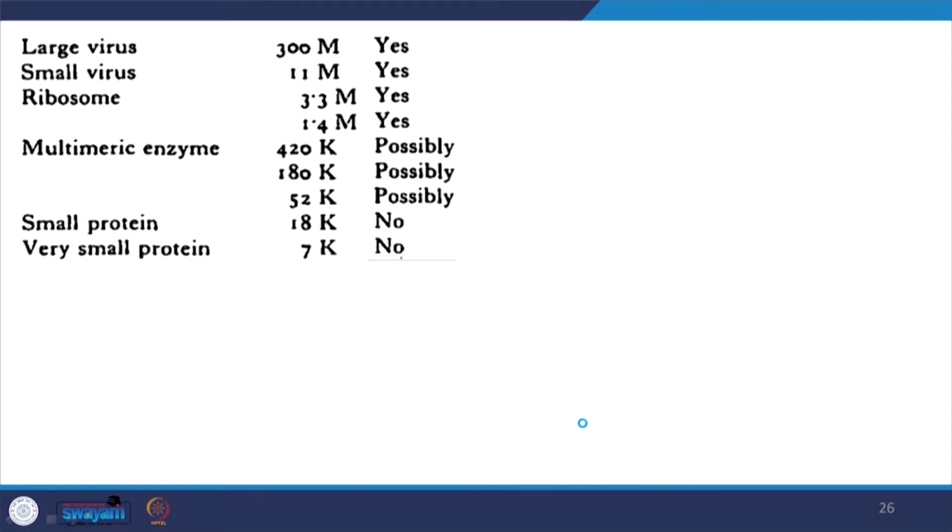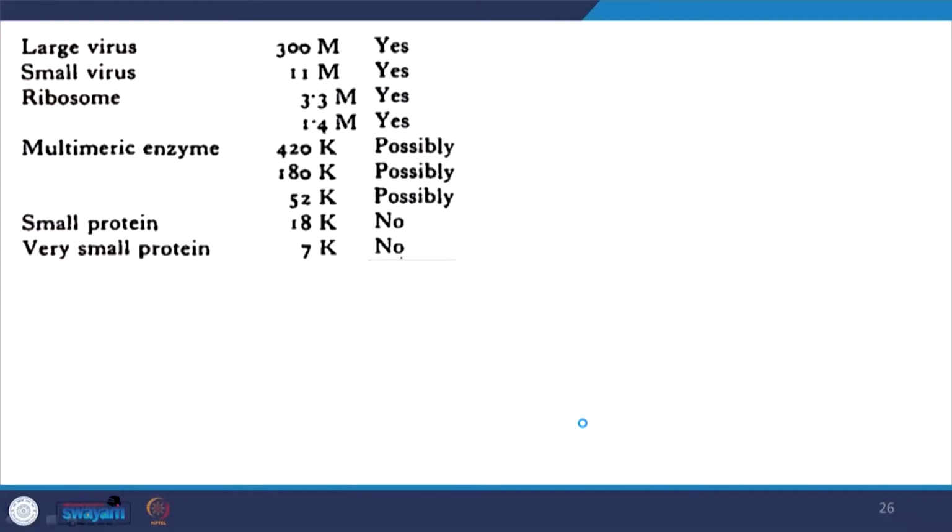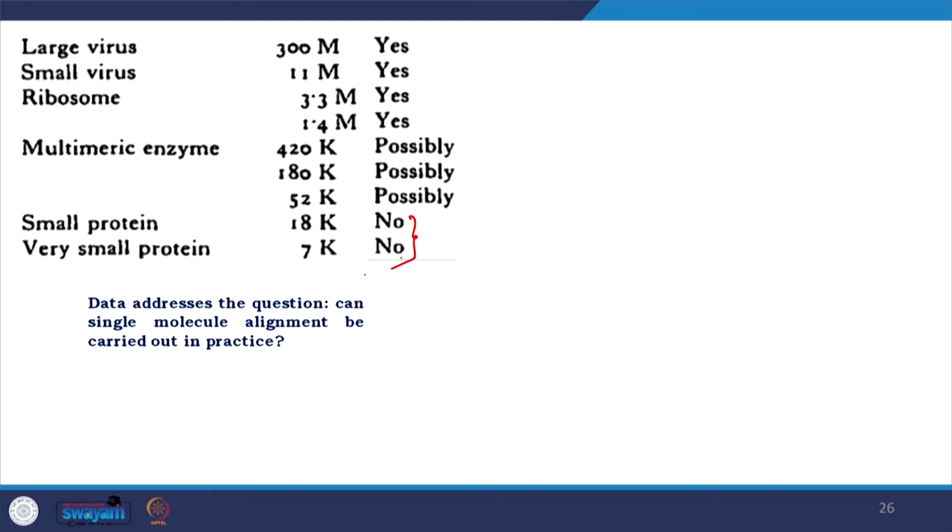So, here is a comparison for large viruses where the mass is 300 megadalton. It is possible for small virus 11 megadalton, possible for ribosome 3.3 megadalton and 1.4 megadalton, for eukaryotic and prokaryotic. Possible for multimeric enzyme 420 kilodalton, 180 kilodalton, 52 kilodalton, yes possible. For small protein or very small protein peptide, it is not. So, this data addresses the question, can single molecule alignment be carried out in practice?